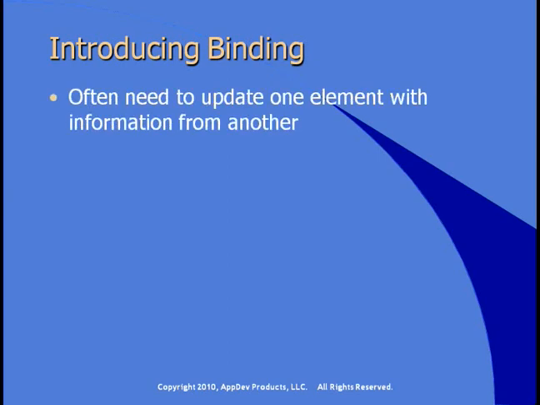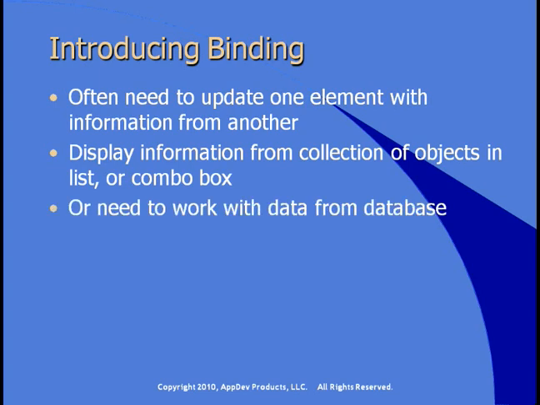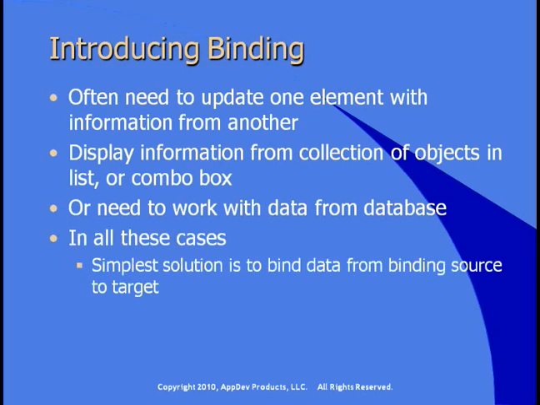You may find that you often need to update one element with information from another element. Perhaps you want to display information from a collection of objects in a list or combo box. Or perhaps you need to work with data from a database. In all of these cases, the simplest solution is to bind data from a binding source to a binding target.